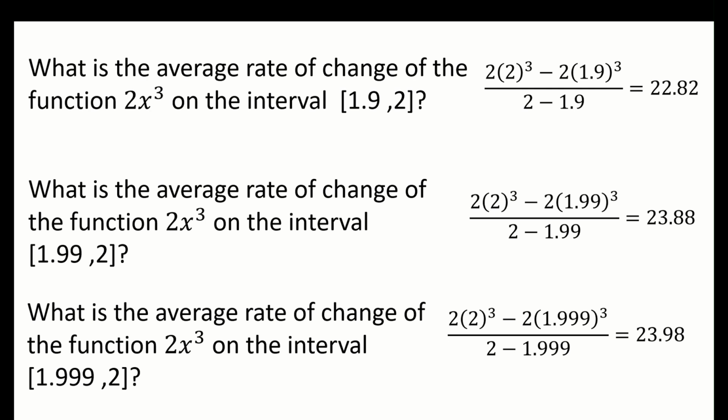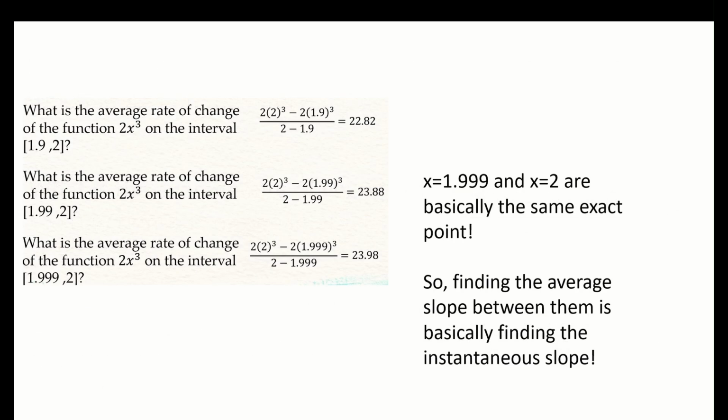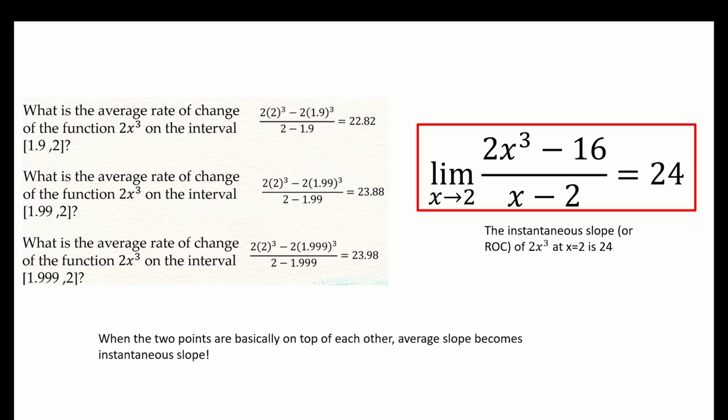Okay. So again, we are seeing that this answer seems to be getting closer to 24 as the 2 x values, 2 and 1.9, 1.99, 1.999, get closer together. So how we write this as a limit is we say the limit as x approaches 2 of 2x cubed minus 16 (16 is 2 times 2 cubed) over x minus 2, and that's equal to 24. So now we're going to define this as the instantaneous slope of 2x cubed at x equals 2, and we're saying that slope is 24. It is a very steep curve at x equals 2.